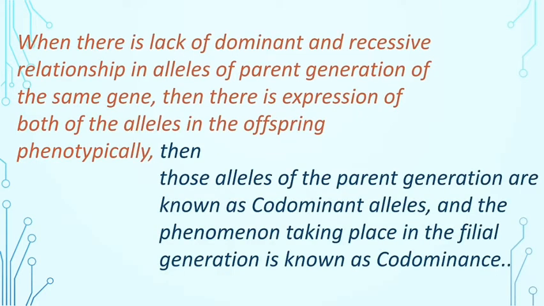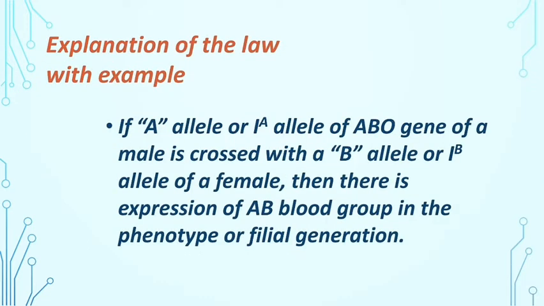Now, what is the law of codominance? When there is a lack of dominant and recessive relations in the alleles of the parent generation of the same gene, then their expression in the daughter generation will be of both types. There is expression of both of the alleles in the offspring generation, phenotypically and genotypically. And then those alleles of the parent generation are known as codominant alleles, and the phenomenon taking place is known as codominance. Now let's look at an example and try to understand the law of codominance with the help of an example.